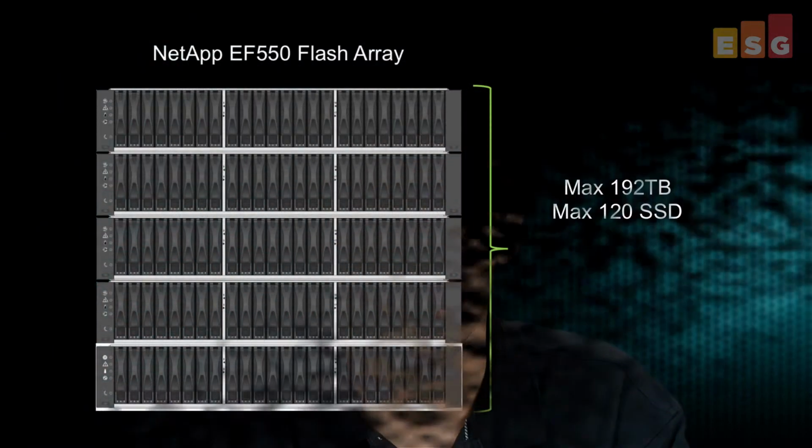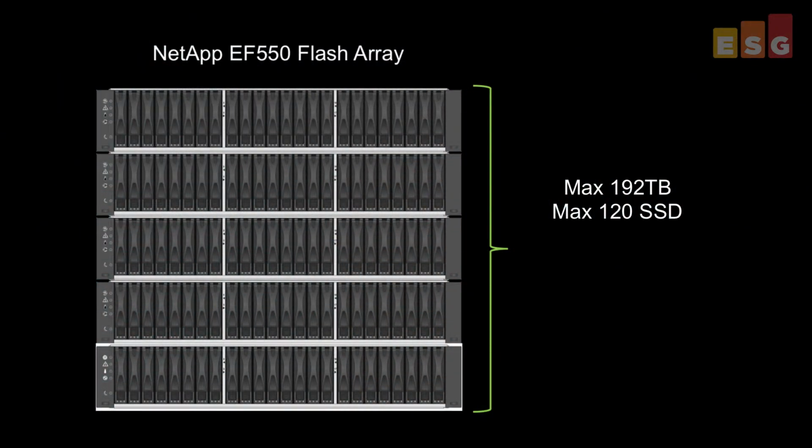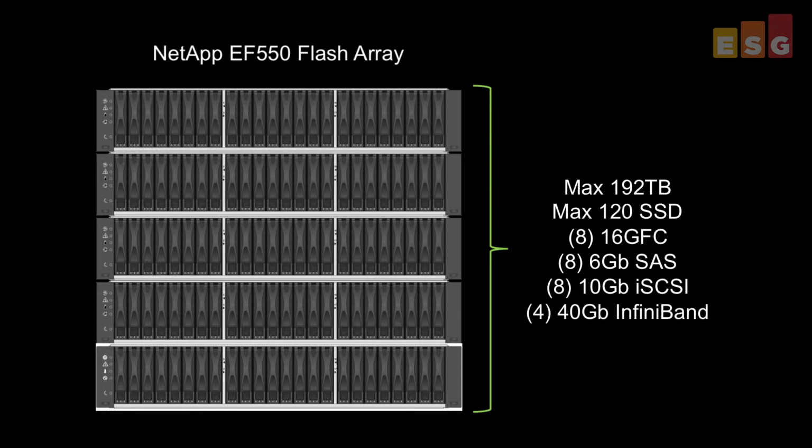The NetApp EF550 all-flash array is designed specifically for database-driven environments demanding maximum performance, reliability, and availability. Scaling up to 192 terabytes of SAN-attached storage capacity and a flexible mix of 16 gigabit fiber channel, 6 gigabit SAS, 10 gigabit iSCSI, and 40 gigabit InfiniBand host connectivity options, the EF series maximizes both transactional I/O and total throughput while minimizing response times, all in a high availability configuration.